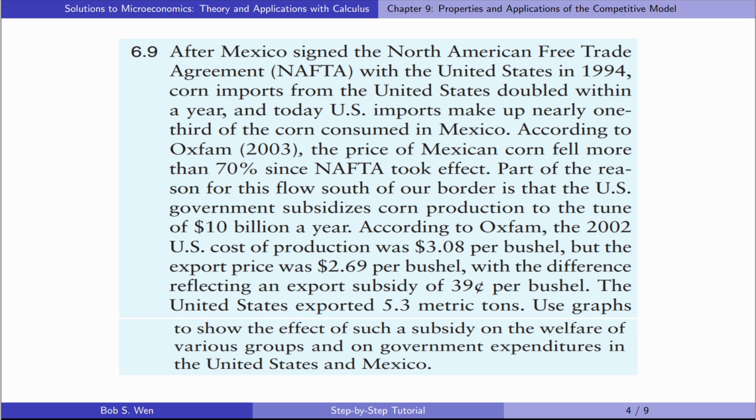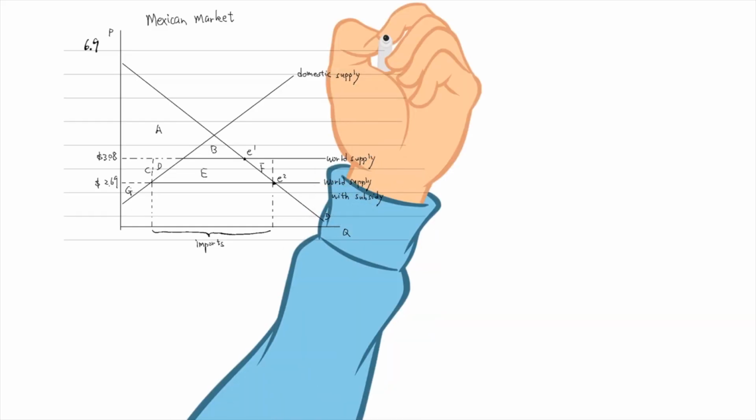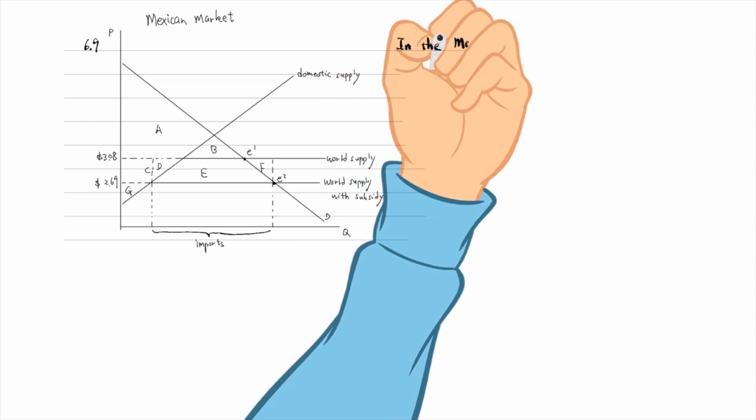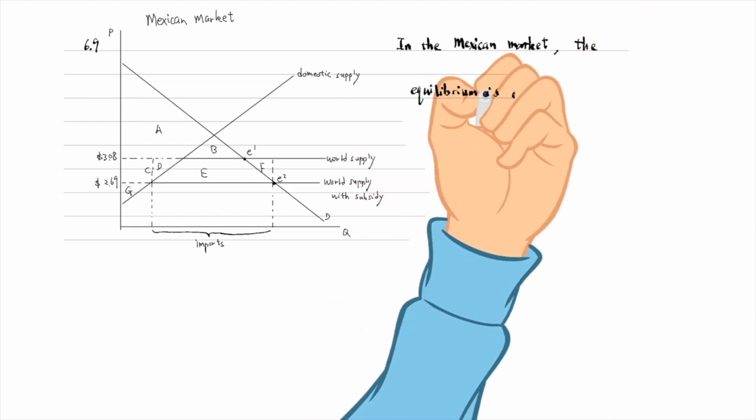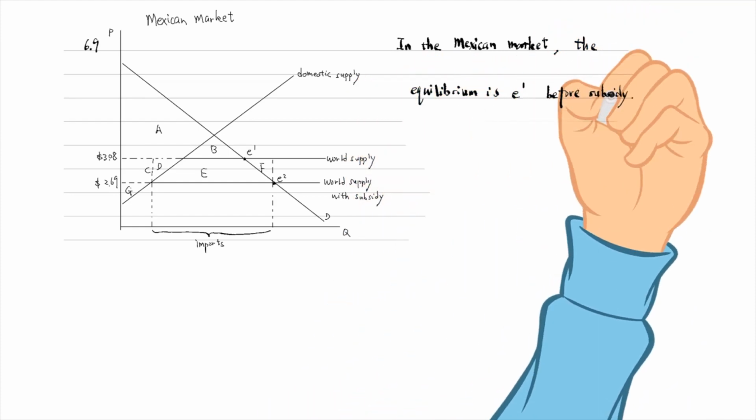Use graph to show the effect of such a subsidy on the welfare of various groups and on government expenditures in the United States and Mexico. We will find the changes in consumer surplus, producer surplus, and welfare before and after the subsidy. In the Mexican market, the equilibrium is even before the U.S. government subsidizes the corn exports.